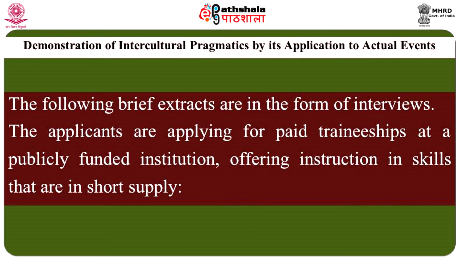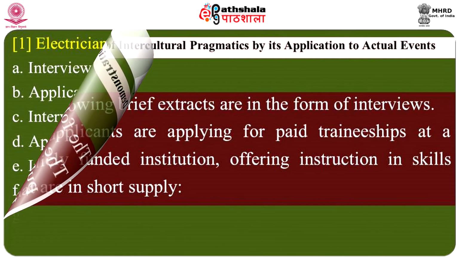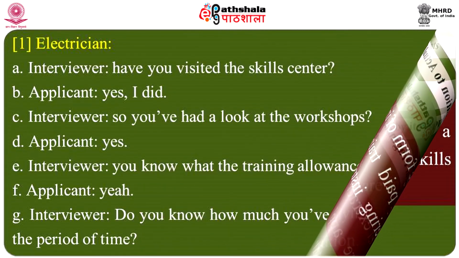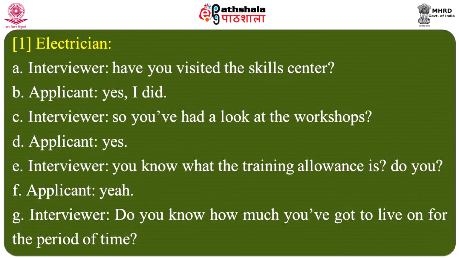So you can look into a text and you can see two conversations between an interviewer and an applicant. The first one is an interview for the post of electrician, and the second one is an interview for the post of bricklayer. Both conversations are taken from a set of selection interviews recorded in the mid 1970s in the British Midlands. The applicants are applying for paid traineeships at a publicly funded institution offering instruction in skills that are in short supply.